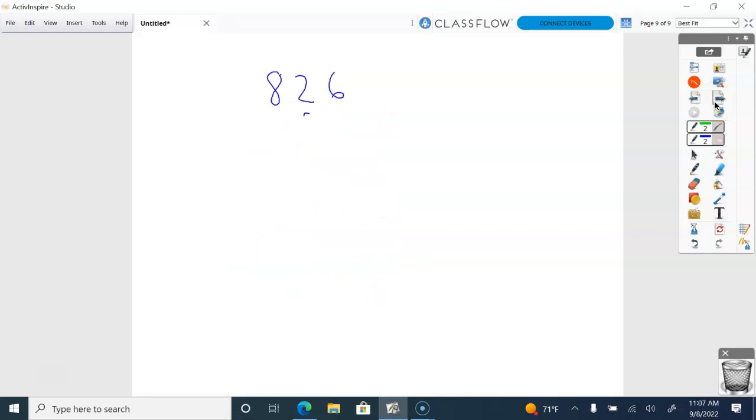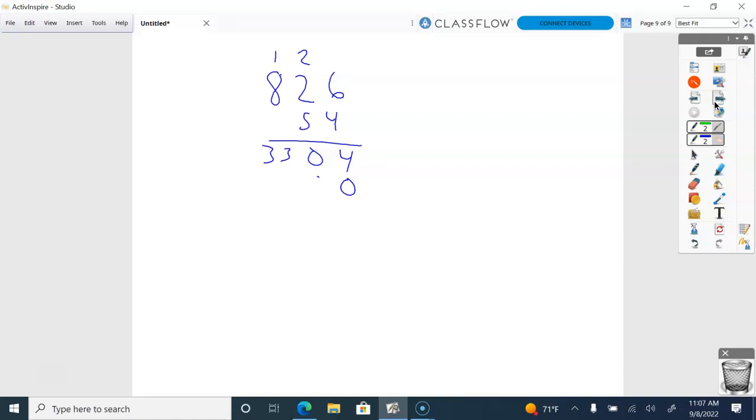26.54. So if I want to do this by hand, I would go 4 times 6 is 24. Carry the 2. 4 times 2 is 8 plus 2 is 10. 4 times 8 is 32, plus 1 is 33. 0. Okay, put a placeholder down.